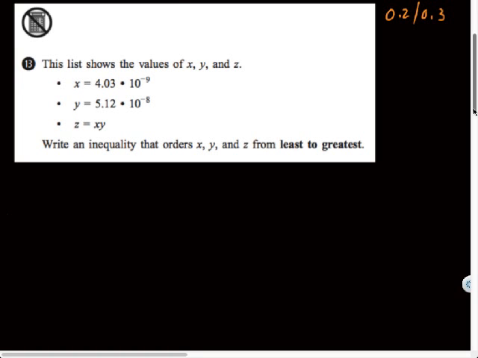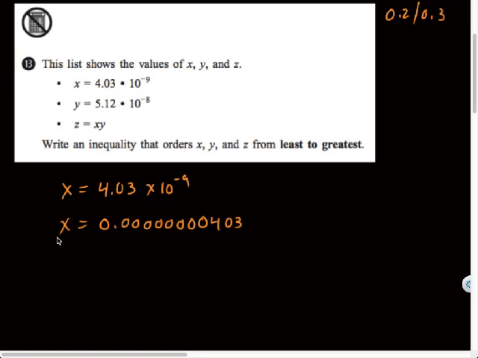This list shows the values of x, y, and z. Write an inequality that orders x, y, and z from least to greatest. Now, this, by the way, x, this is in scientific notation, 4.03 times 10 to the negative 9th. All right, that's the same as 0.12345678403. All right, is what that number is equal to.